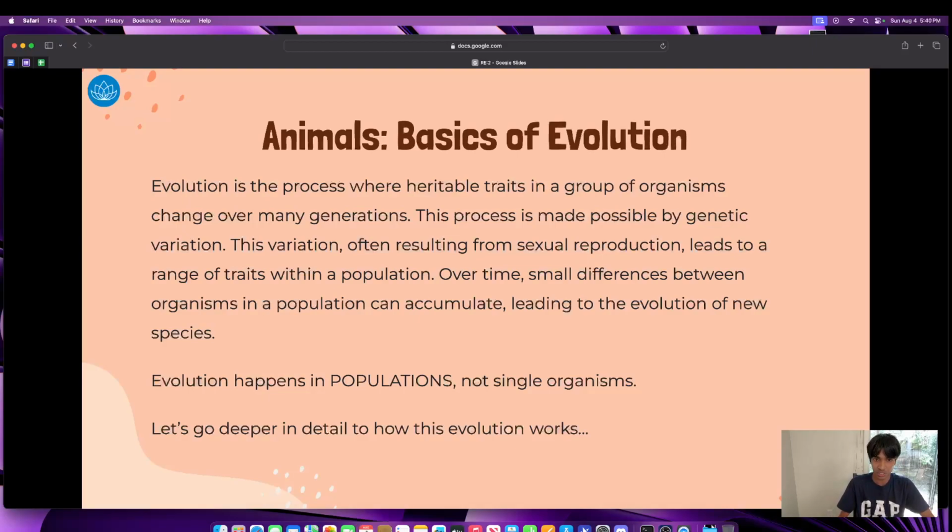Evolution is the process where heritable traits in a group of organisms change over many generations, and this process is made possible by genetic variation. This variation, often resulting from reproduction, leads to a range of traits within a population. Over time, small, tiny differences between organisms in a population can accumulate, leading to the evolution of a new species.